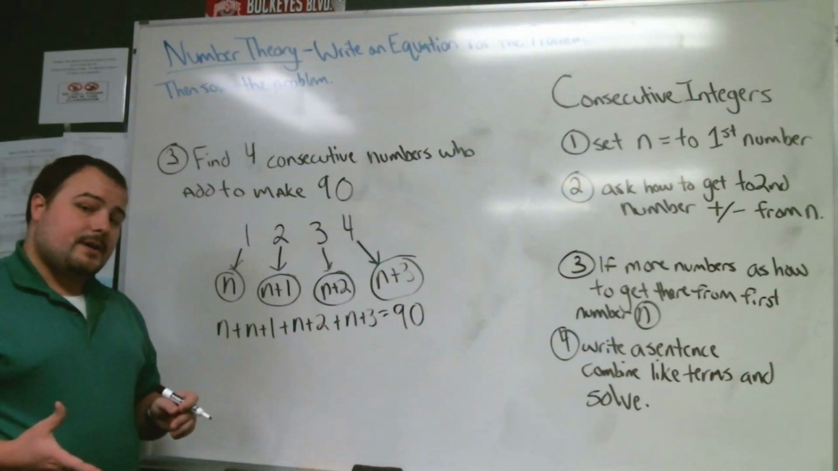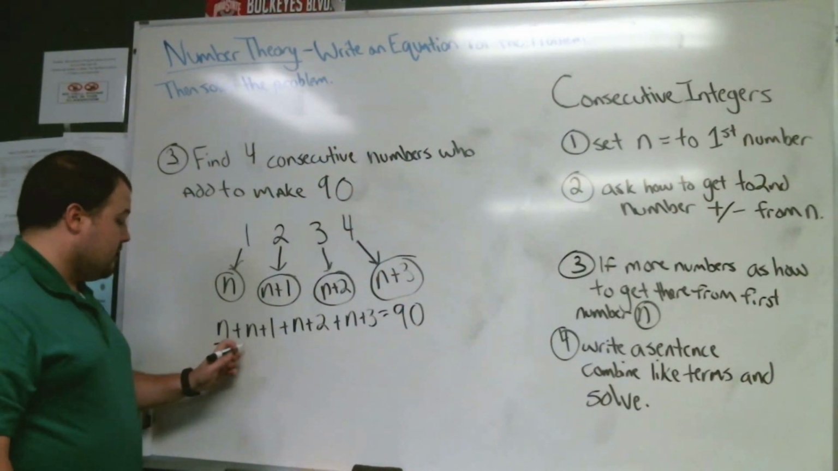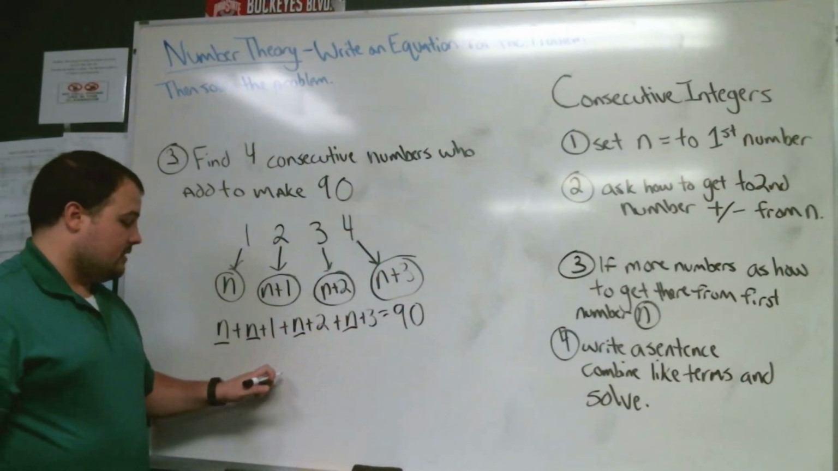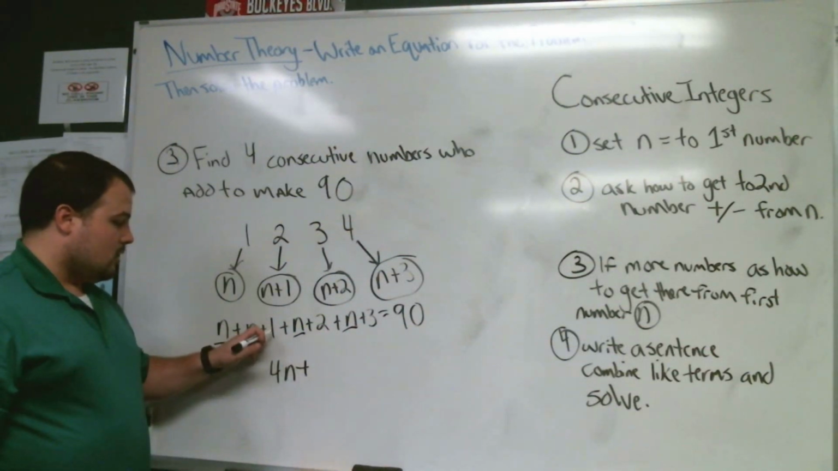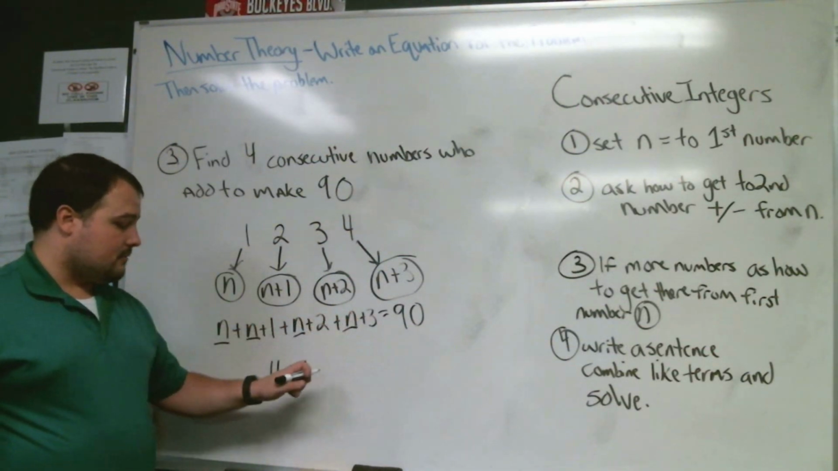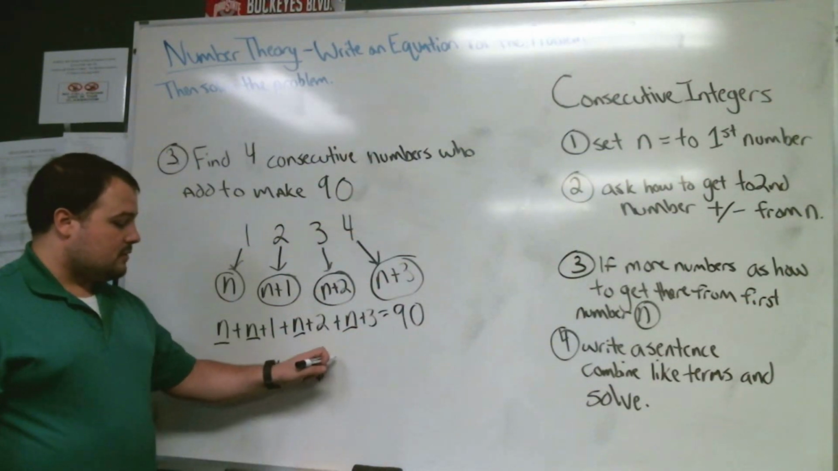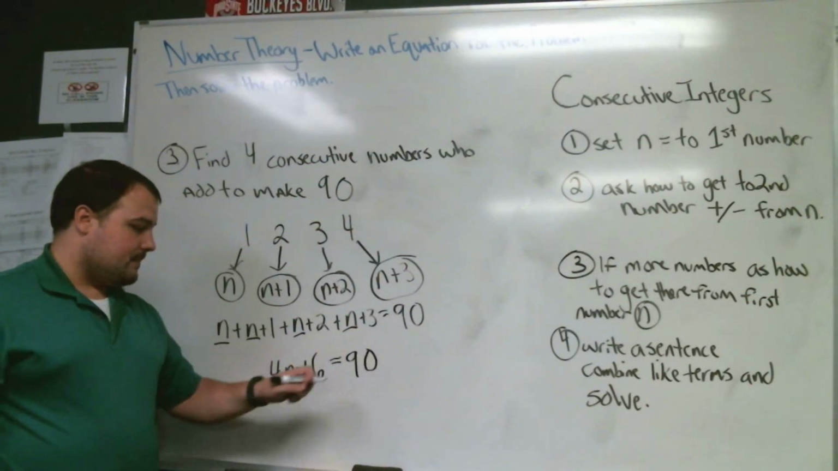First step, we're going to combine the things that look like each other. We have 1n, 2n's, 3n's, 4n's. So we have 4n's plus 1 plus 2 is 3. 3 plus 3, that's 6. So we have 4n's plus 6 equals 90.